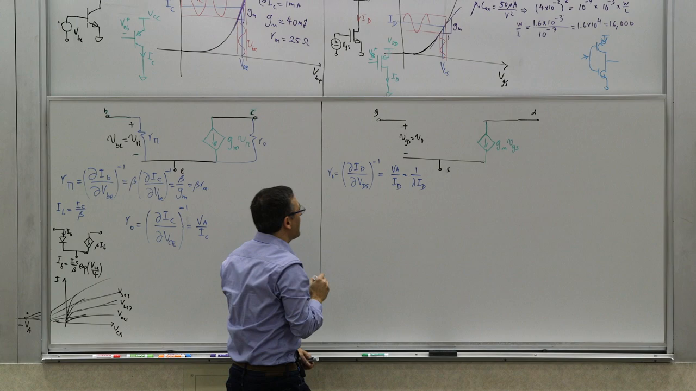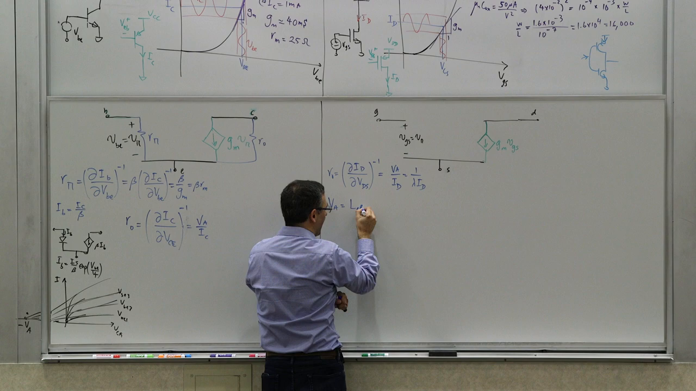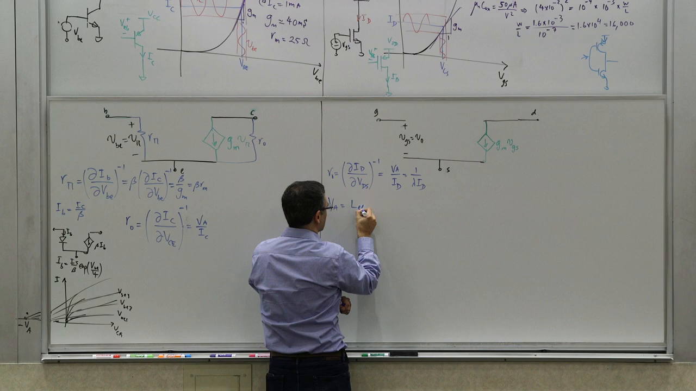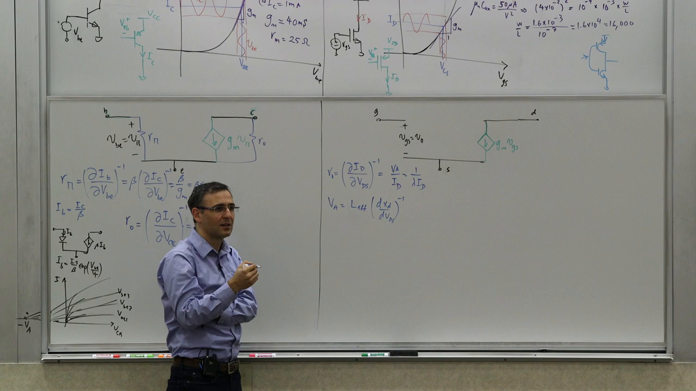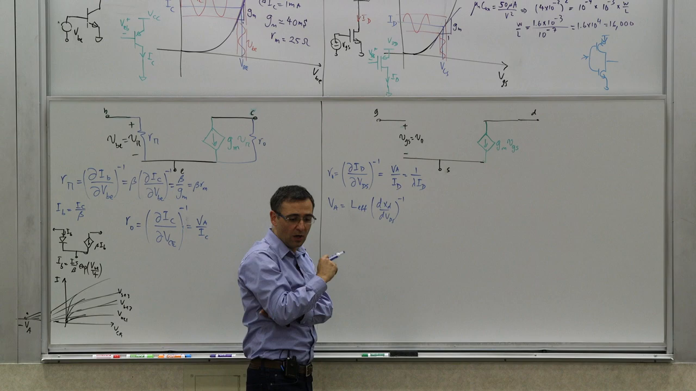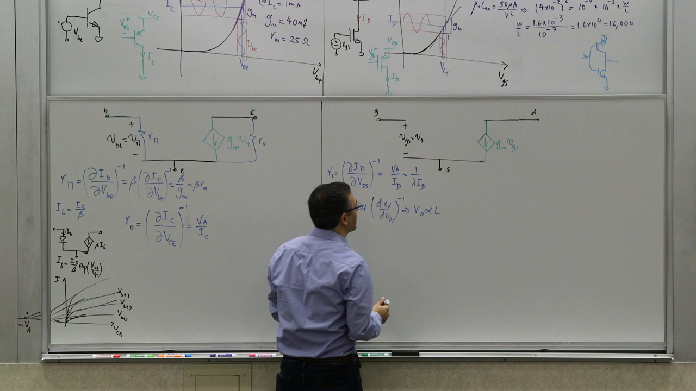Now, if you remember, VA or lambda had a dependence on L effective, right? VA for MOSFET was L effective, right? Does anyone remember what it was? L effective dXd/dVDS inverse. So we said this is kind of some sort of a constant, but that one is VA. So overall, what you will get is that your RO is proportional to your L, the channel length.